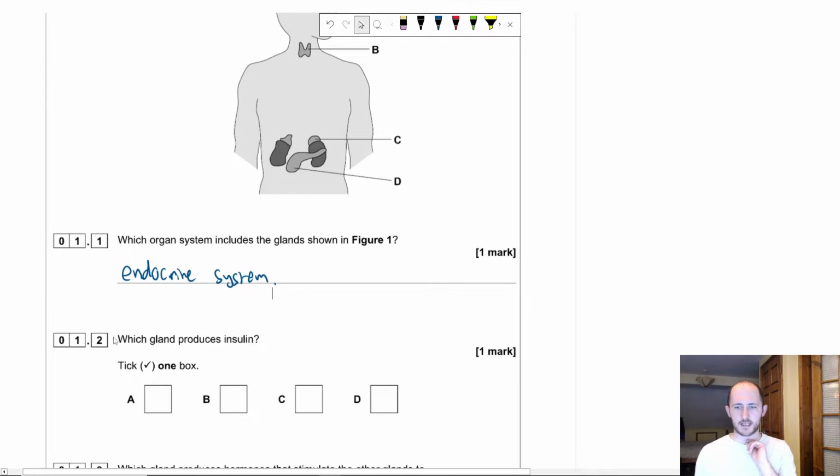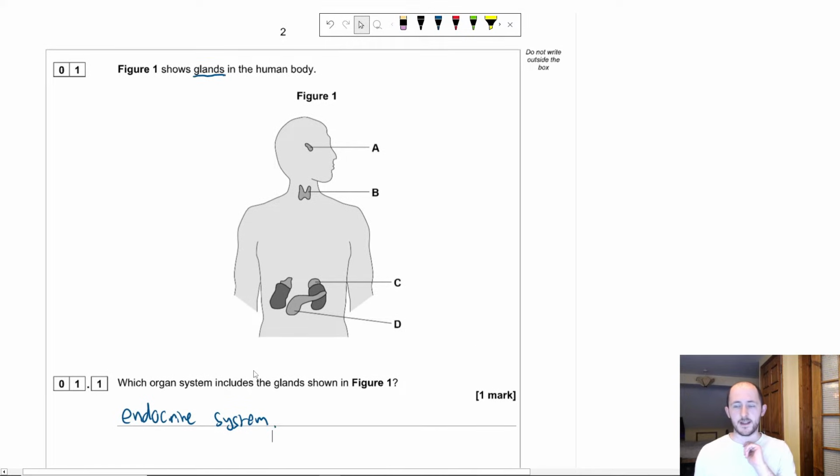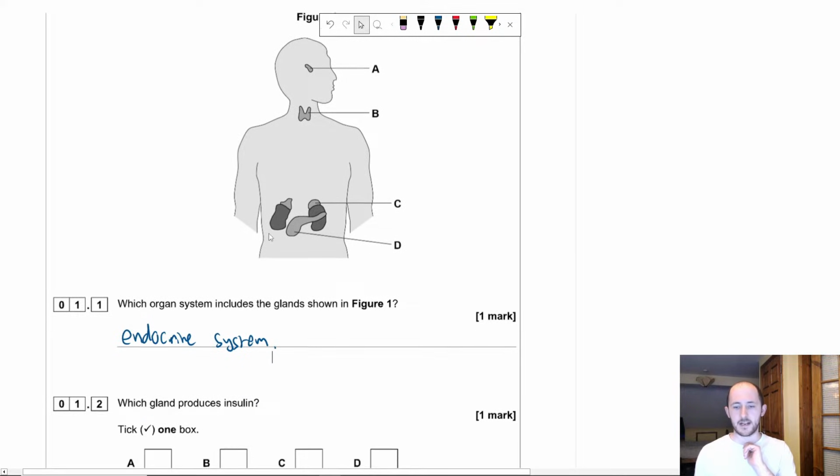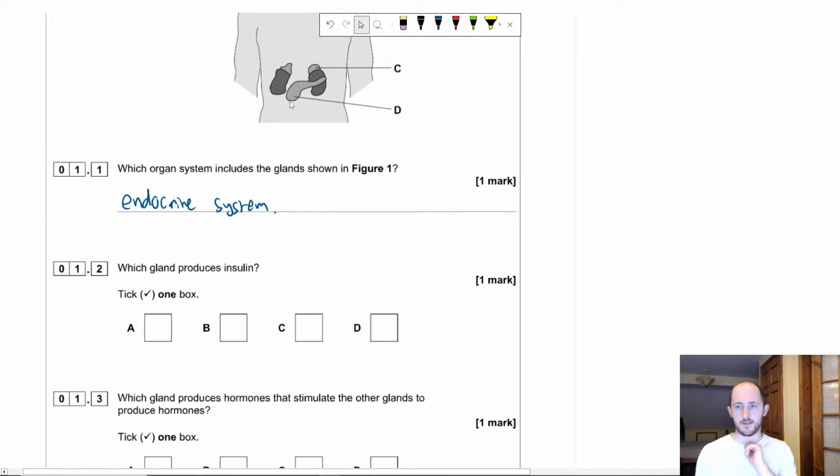Part 2, it says which gland produces insulin. Now, insulin is produced in your pancreas, so it's going to be D. This weird kind of blobby chicken leg looking thing is your pancreas, okay?